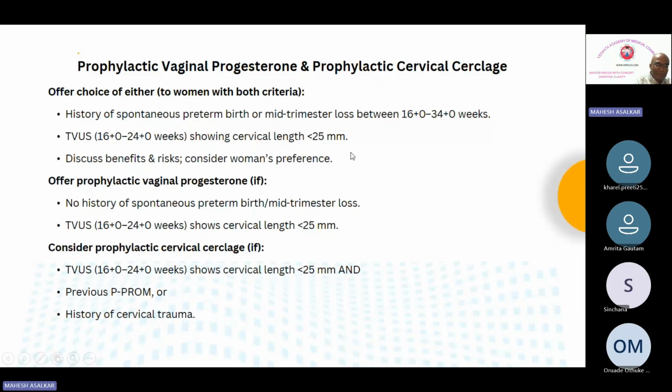And obviously serial cervical length monitoring will be there for those patients. If that option is there, we can select that, because we need to monitor the cervical length between 16 to 24 weeks and then decide. Again, a single cervical length may not be sufficient.